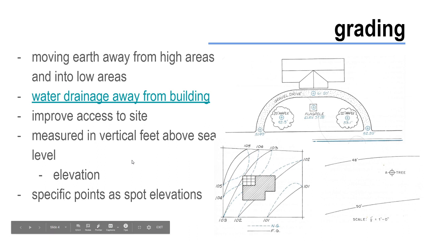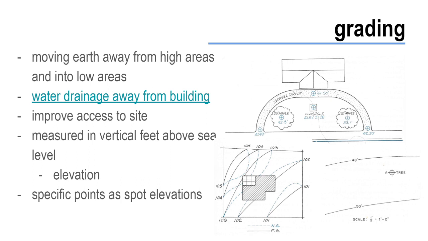So once you have your site cleared and you've established which trees or features are to remain, then you would start on the process of grading. Grading refers to moving the earth away from high areas and into low areas, and it's necessary to ensure that water drains away from the building properly and does not puddle or run into the building. In some cases, grading may also be necessary to just access the site in general.